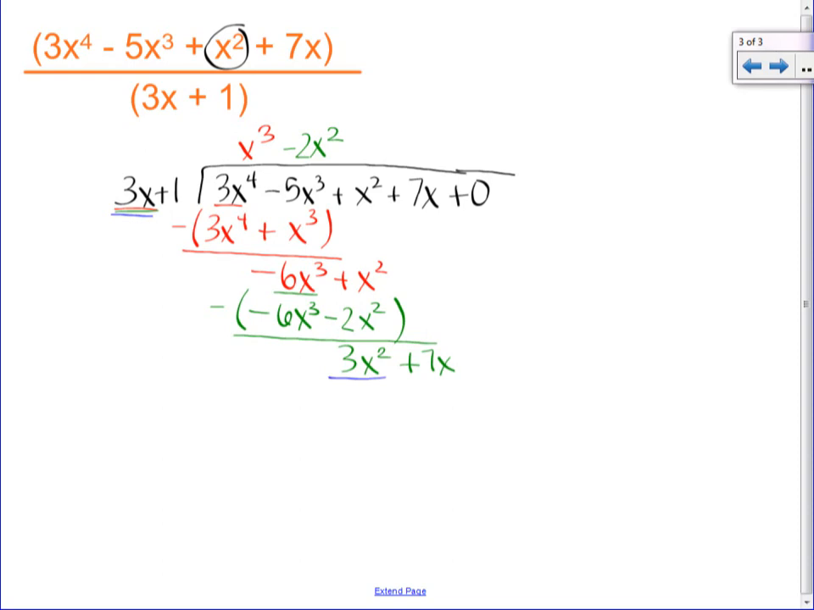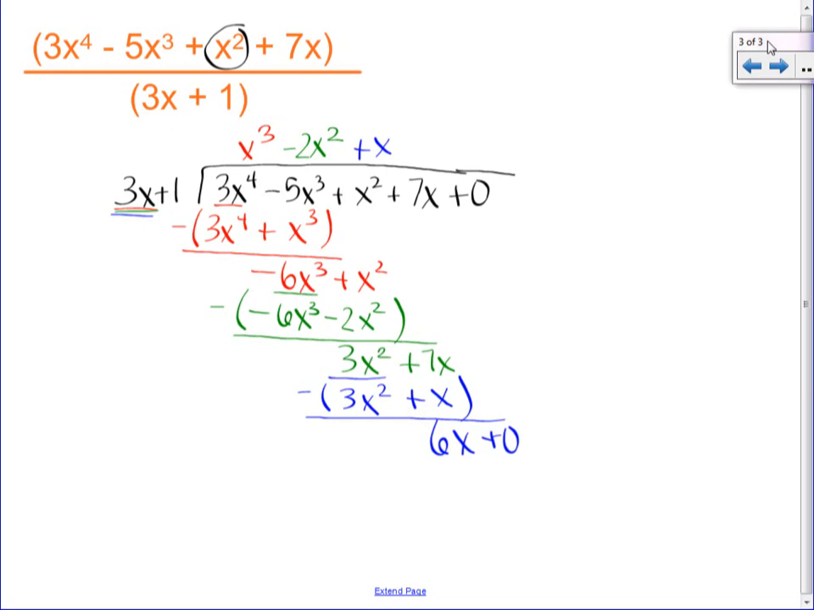How do we get this to look like that? x. We just multiply it by x, right? Okay, so we put our x up here. We take that x times 3x plus 1. Subtract that. What happens here? We get 6x, and then we drop down our last one, plus 0.